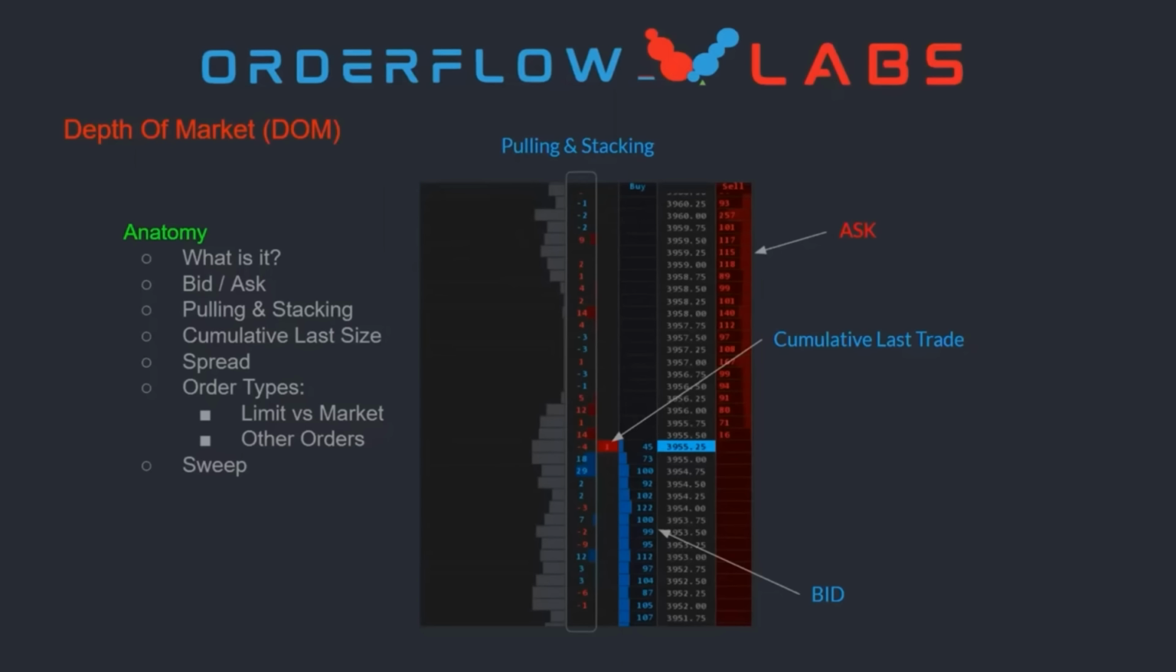Limit on close order is a limit order to be executed as a market order when the market opens, if the opening price is equal to or greater than the limit price. So it's basically presetting an order before the opening print if it satisfies that requirement.